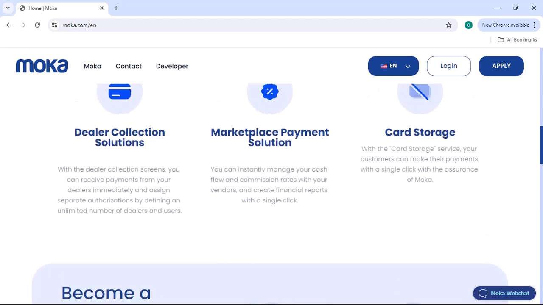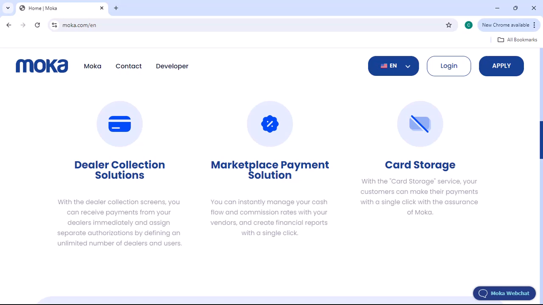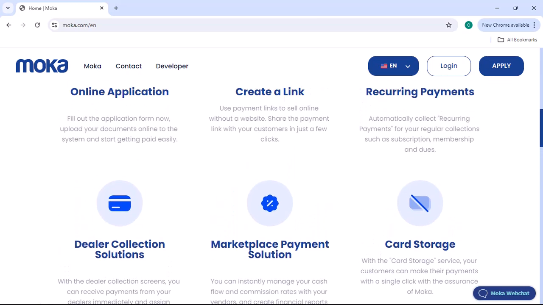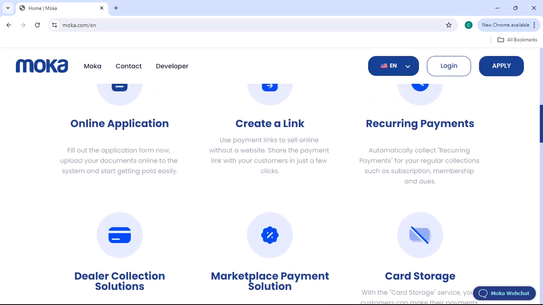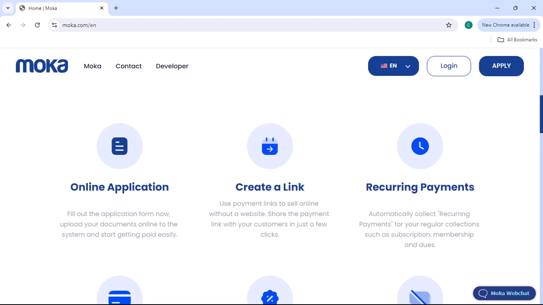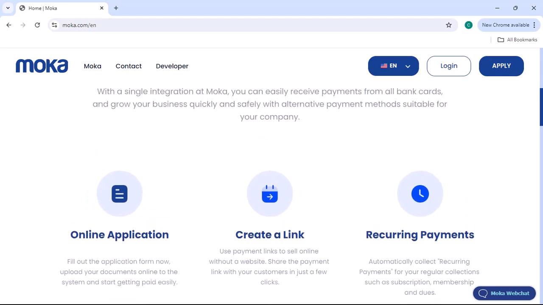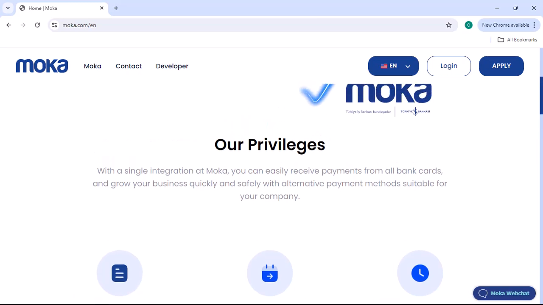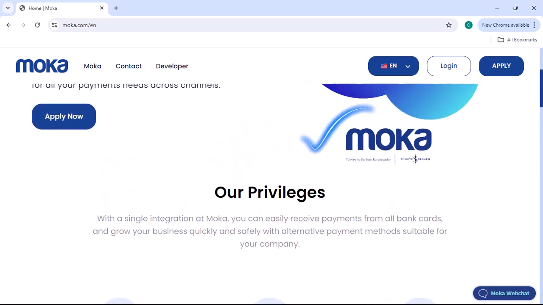In most cases, if your bank offers online banking and supports secure data sharing with third-party applications, it's highly likely that it's compatible with Moka. This includes the major Canadian banks, such as RBC, TD, BMO, Scotiabank, and CIBC, as well as many smaller banks and credit unions across the country.